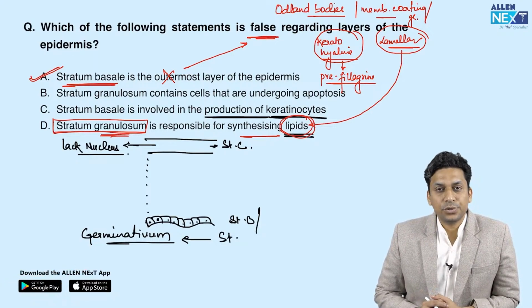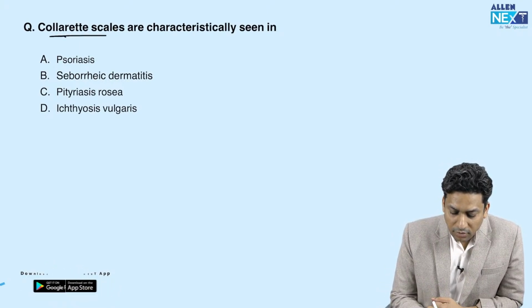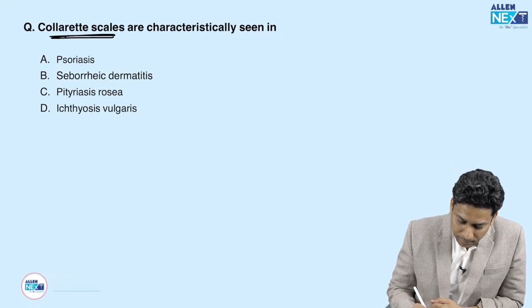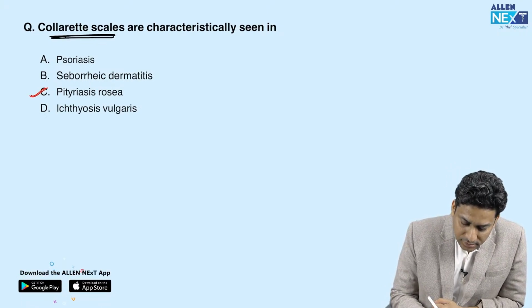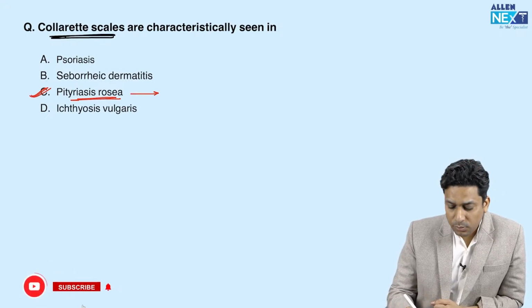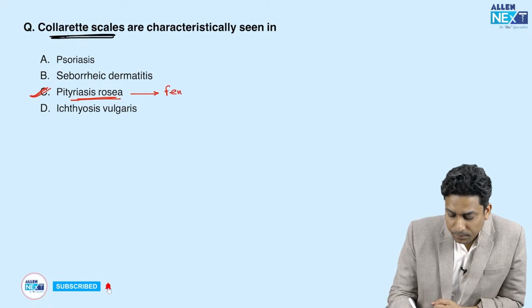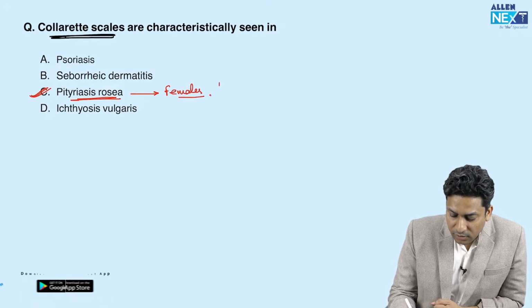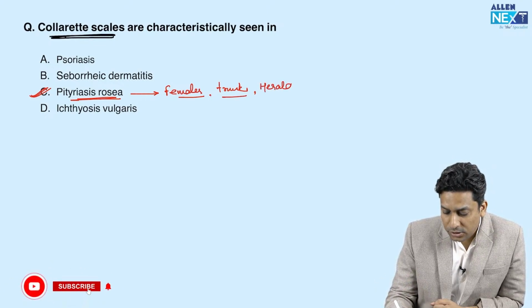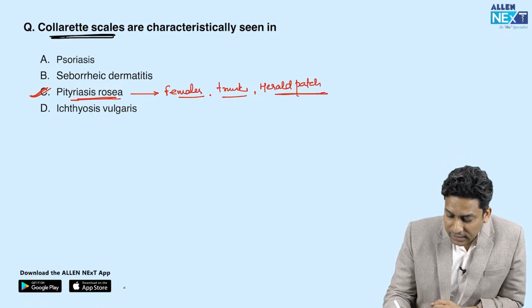Now moving on to the next question. Here they are asking that collarette of scales are characteristically seen in. So remember, they are seen in pityriasis rosea. Now pityriasis rosea is a condition which is commonly seen in females. The most common site involved is the trunk. So over the trunk of these females, you will find the first patch, which is known as Herald patch. And if you closely examine this patch, you will find that these patches have scaling.